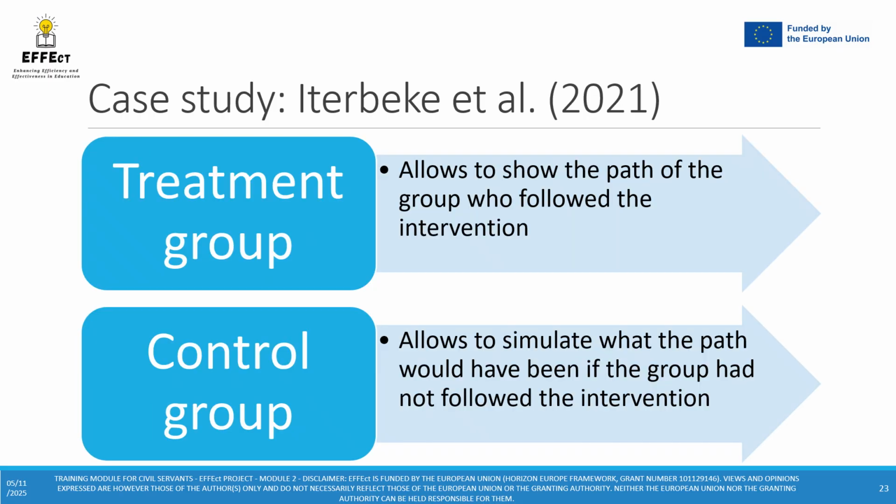This is visually summarized on this slide. The treatment group allows us to show the path of the group who followed the intervention, whereas the control group allows us to simulate what the path would have been if the group had not followed the intervention. This is only possible because the two groups are comparable at the beginning of the study. If this is given, then an RCT actually allows us to simulate these two states of the world, the treated state of the world and the control or non-treated state of the world.